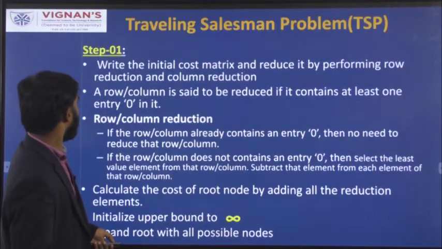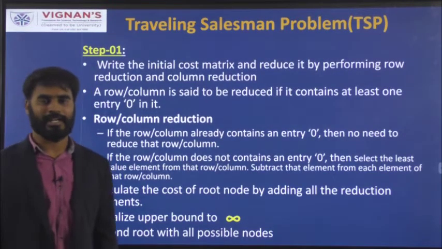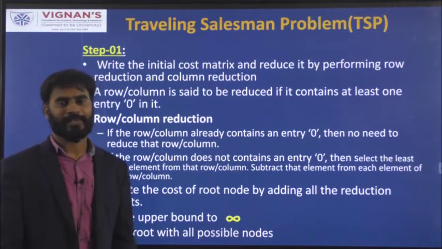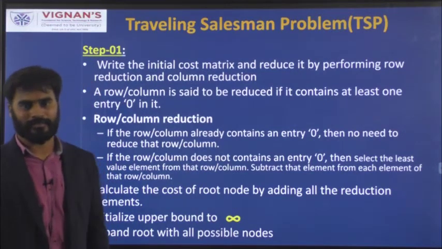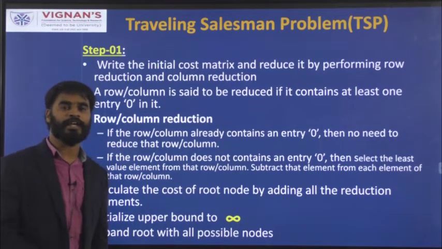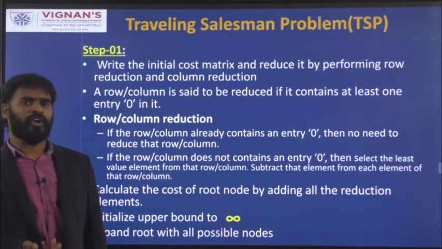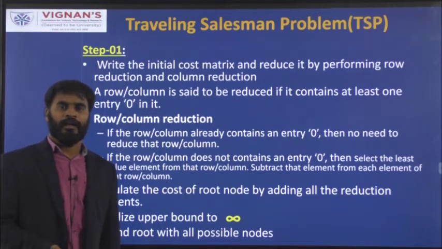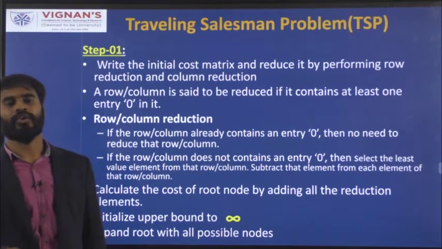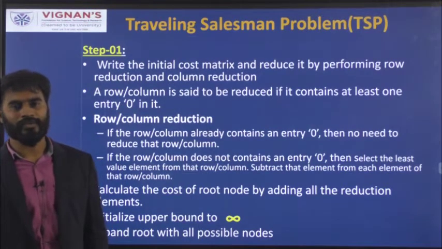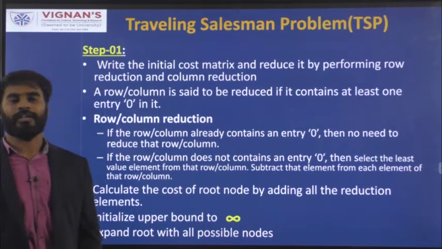You have to follow 4 steps to solve this traveling salesman problem using the branch and bound strategy. The first one is to construct the adjacency matrix and reduce the matrix by performing row reduction as well as column reduction. What do you mean by row reduction or column reduction? Row reduction means you make sure that each row has at least one 0. In the same way, column reduction means making sure that each column has at least one 0.